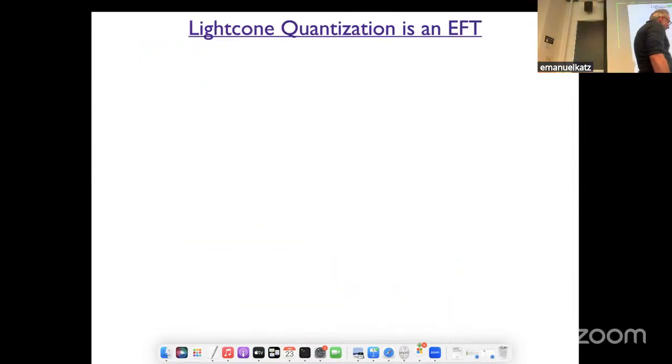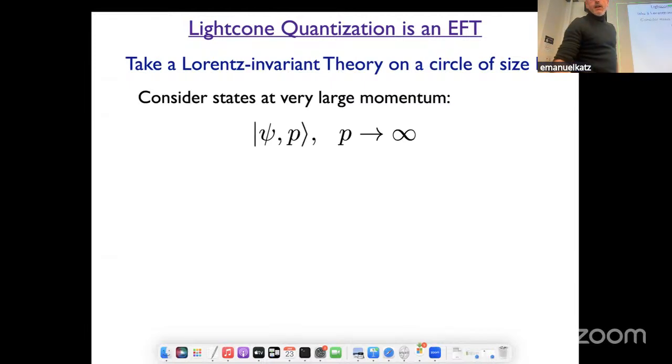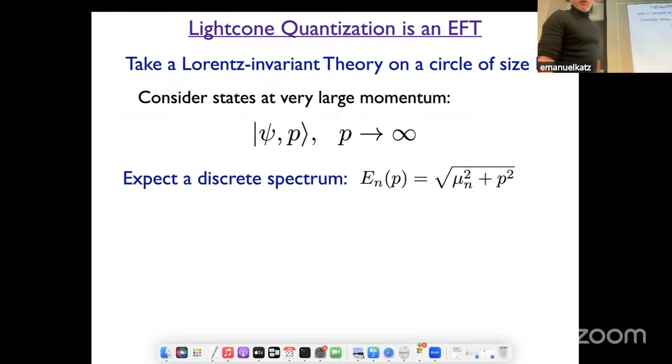So there is a way of organizing your thinking about a quantum field theory in such a way that this exponential difficulty with the volume just never appears. And indeed, in that way of thinking, reproducing some particular Feynman diagram becomes a polynomial problem. So let's take a Lorentz invariant theory in a circle of size L. We're going to consider states that are not of zero momentum, but states that are moving on the circle, and we're going to take the momentum to infinity. So these states are moving increasingly rapidly on the circle.